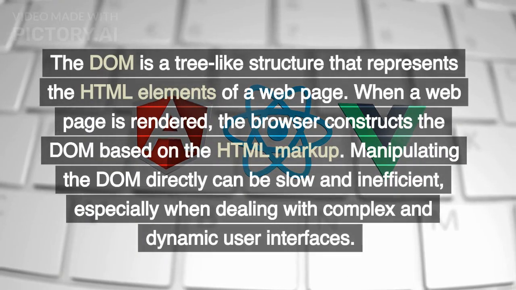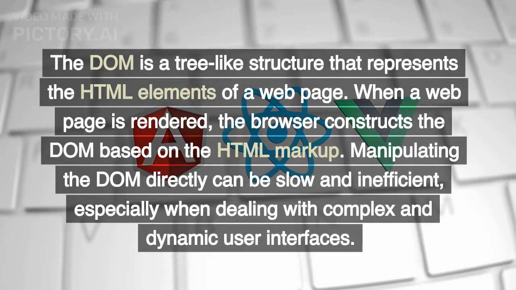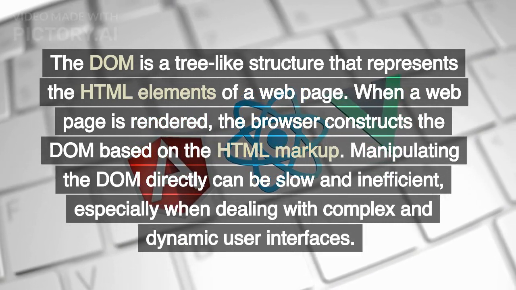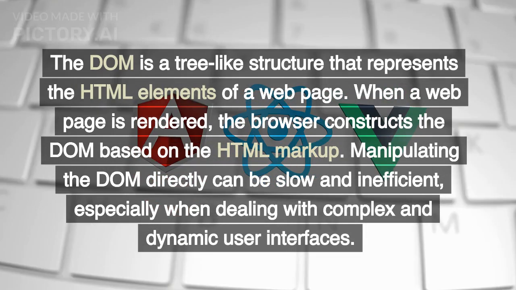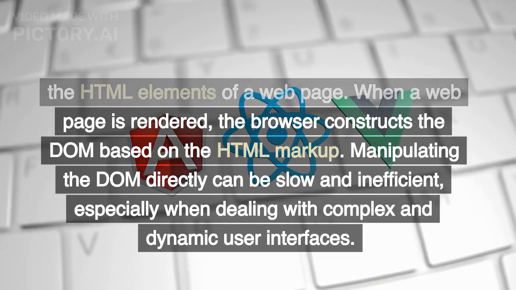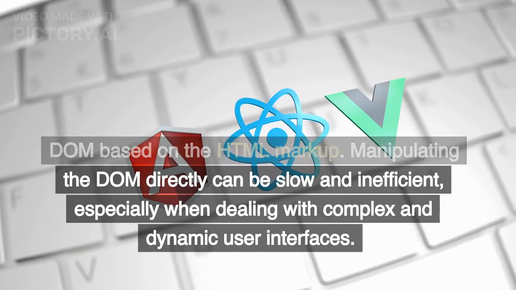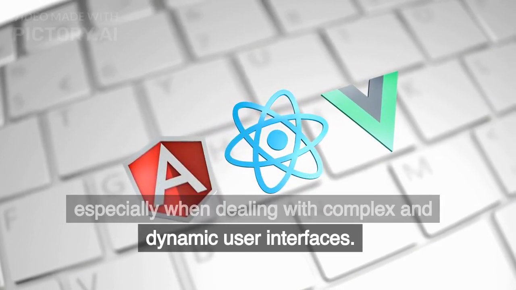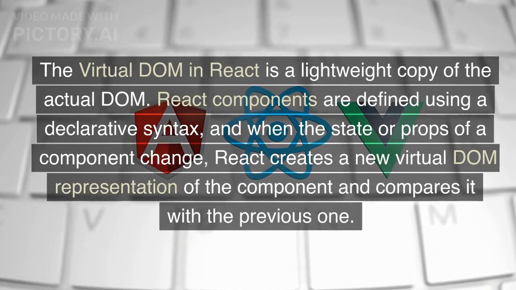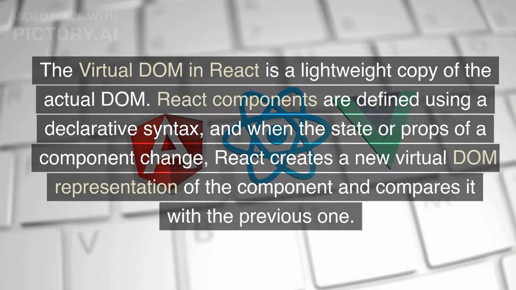The DOM is a tree-like structure that represents the HTML elements of a web page. When a web page is rendered, the browser constructs the DOM based on the HTML markup. Manipulating the DOM directly can be slow and inefficient, especially when dealing with complex and dynamic user interfaces. The virtual DOM in React is a lightweight copy of the actual DOM.